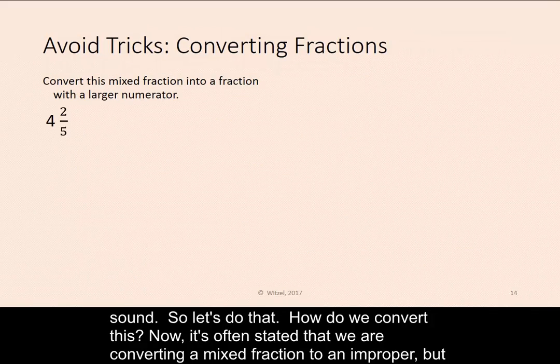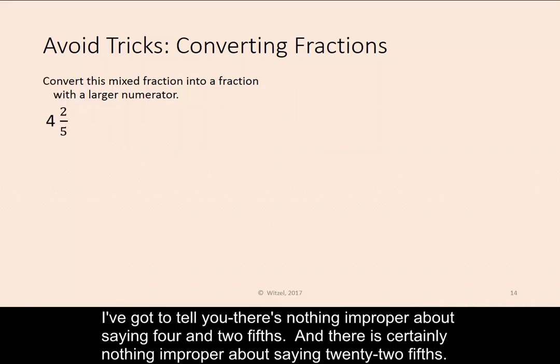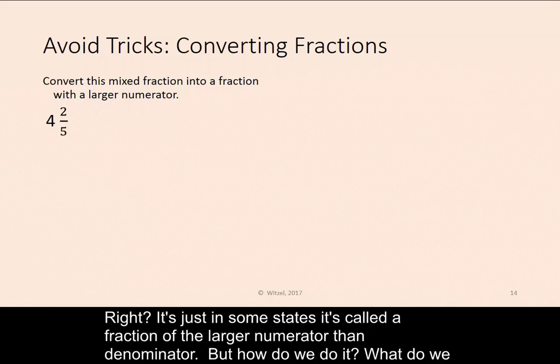So let's do that. How do we convert this? Now, it's often stated that we're converting a mixed fraction to an improper one, but I've got to tell you, there's nothing improper about saying 4 2/5. And there's certainly nothing improper about saying 22/5, right? It's just, in some states, it's called a fraction with a larger numerator than denominator. But how do we do it? What do you do for this one?